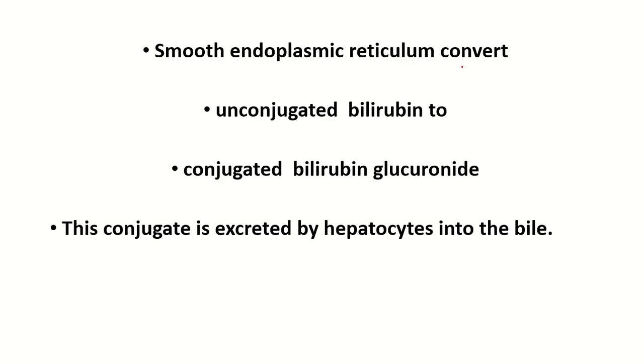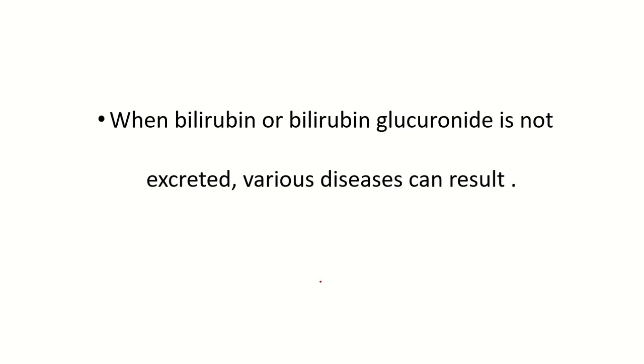The smooth endoplasmic reticulum converts unconjugated bilirubin into conjugated bilirubin glucuronide. This conjugate is excreted by the hepatocyte into the bile. When bilirubin or bilirubin glucuronide is not excreted, various diseases can result.